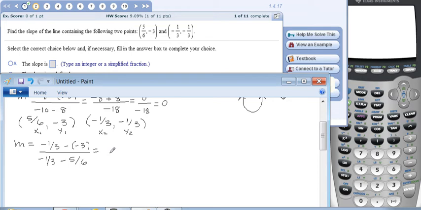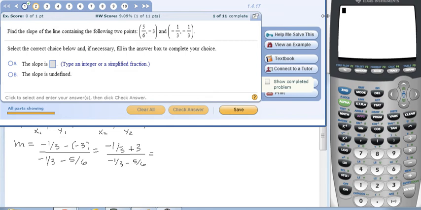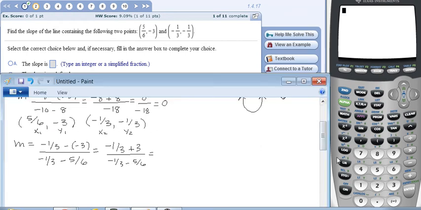Do you want to do this by hand, or maybe we should just use our calculators? Subtracting a negative is adding. Boy, I like doing fractions by hand, but I know you guys probably wouldn't do it by hand. Then you've got to find a common denominator and all that good stuff. So maybe I'll just bite the bullet and do what you guys would normally do. I'm going to move that over just a bit.